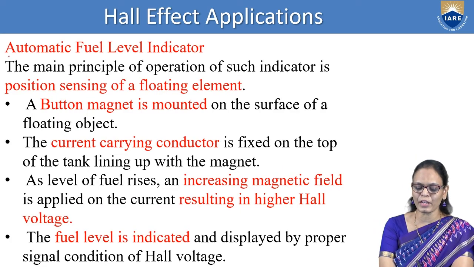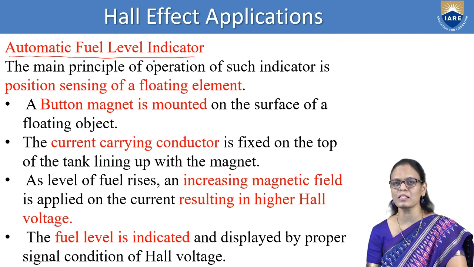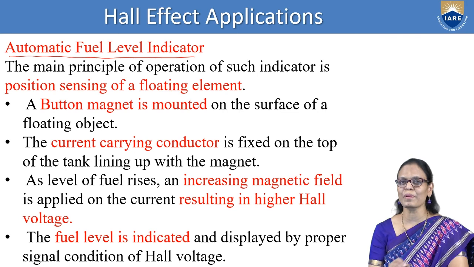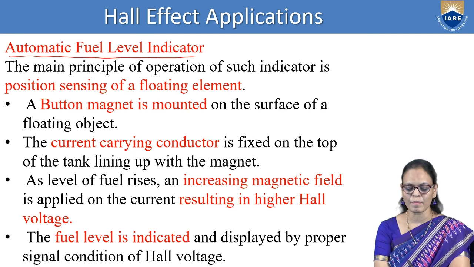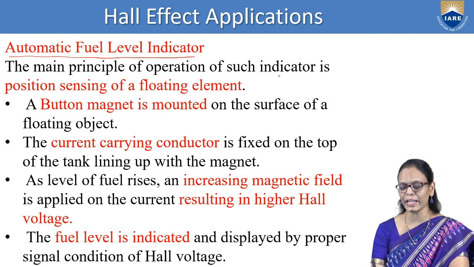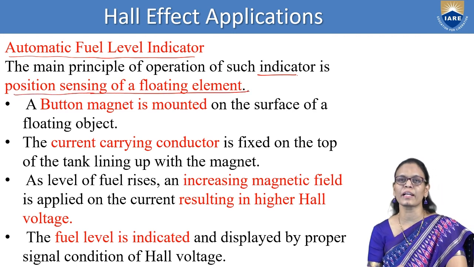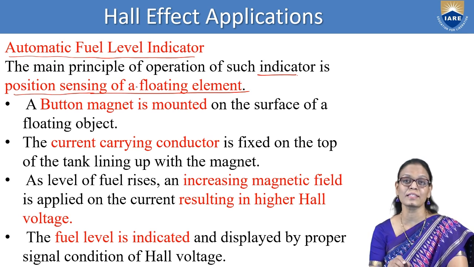And then, automatic fuel level indicators. We all see these fuel level indicators in our vehicles, in four-wheelers and two-wheelers; everywhere you need to know how much fuel is left in your vehicle. What is the main principle on which it operates? Again it is the Hall effect. The principle of operation of the indicator is position sensing of a floating element. The main principle here is that we are using a floating element which senses. A button magnet is mounted on the surface of the floating object.